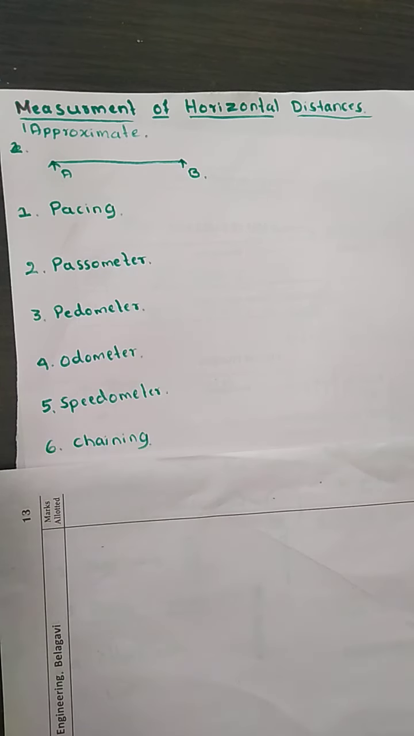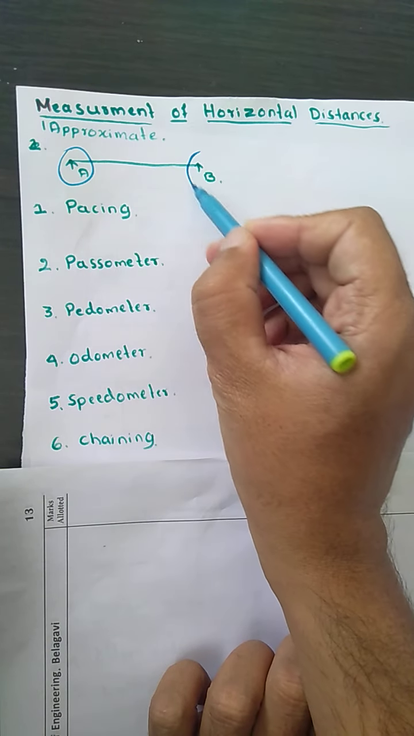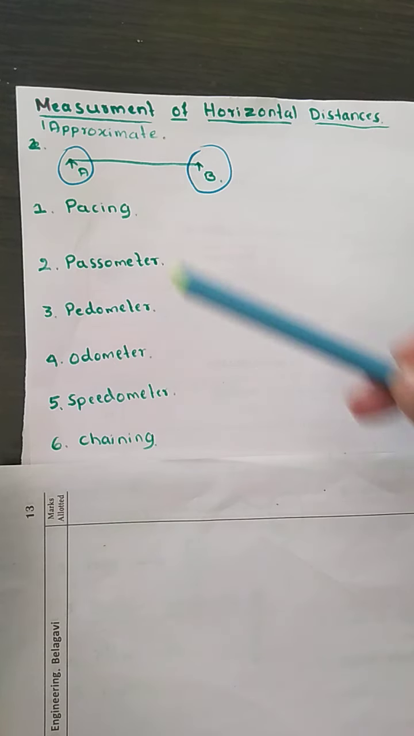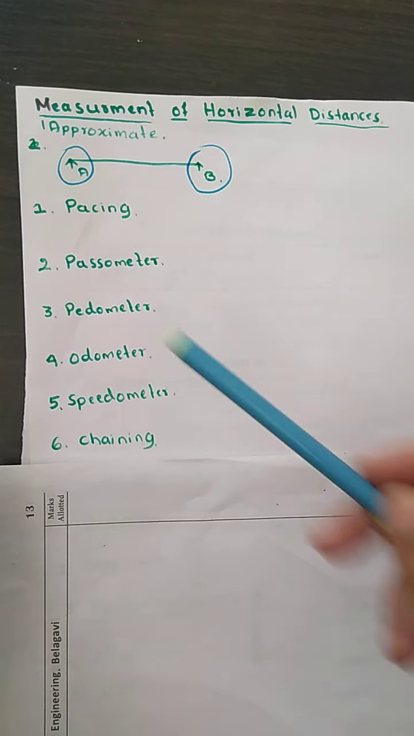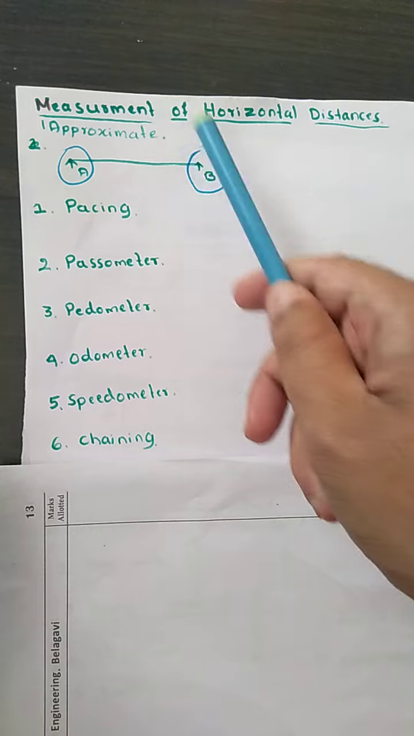Now we will directly start with the approximate methods of measuring horizontal distance. If there are 2 points A and B, and the distance has to be measured between the two, how are we going to measure it? We have n number of methods for the approximate measurement of distance: pacing, passometer, pedometer, odometer, speedometer and chaining.